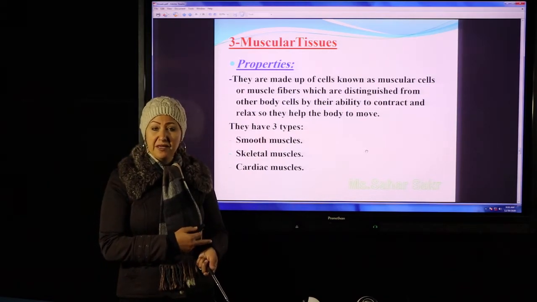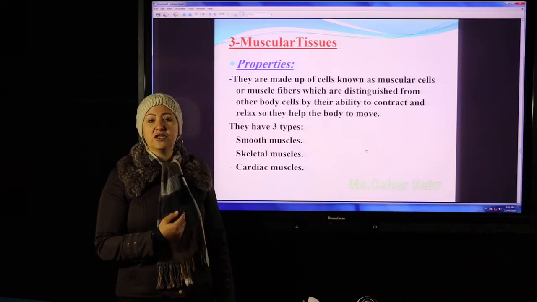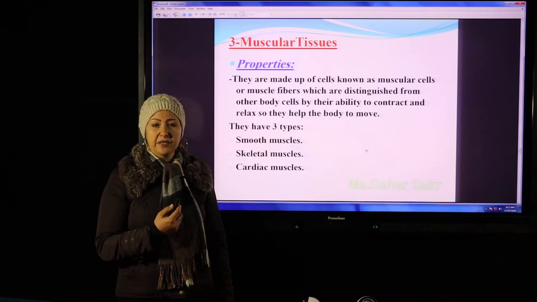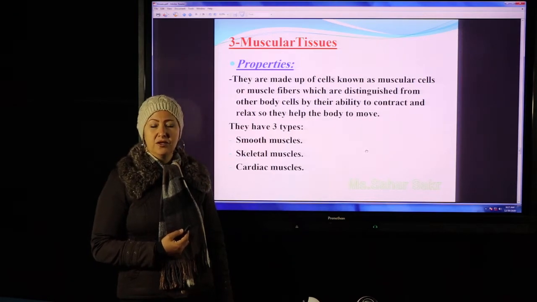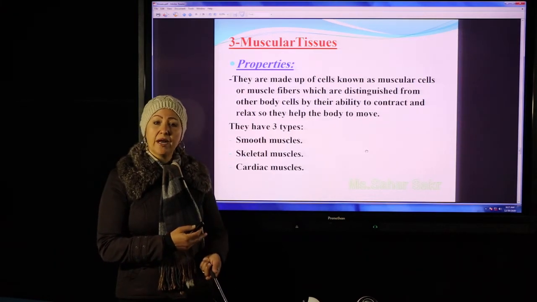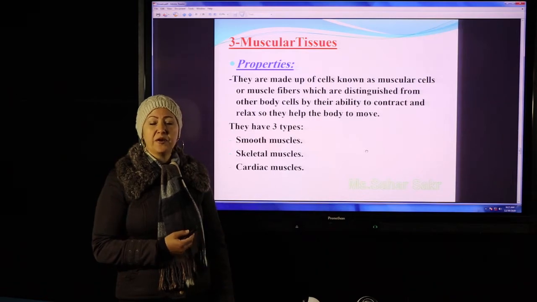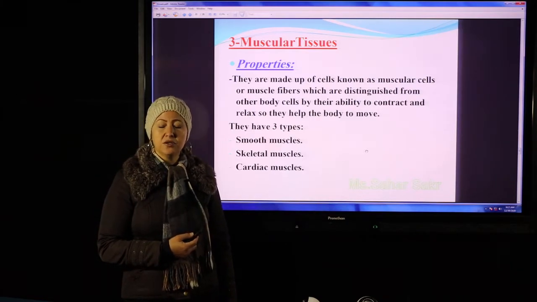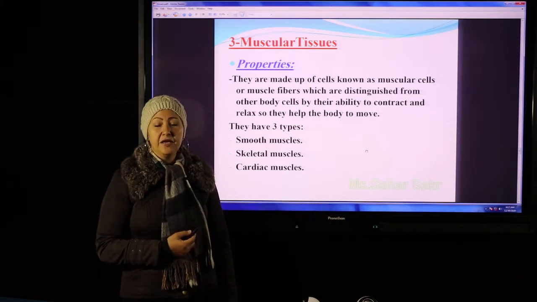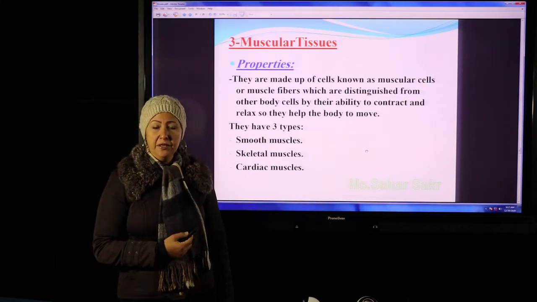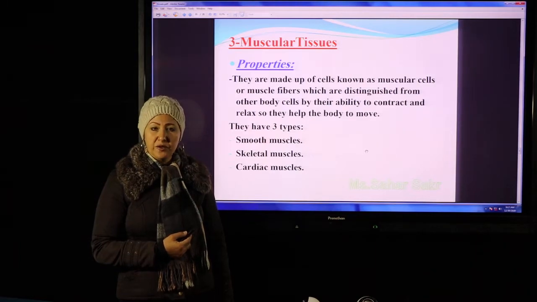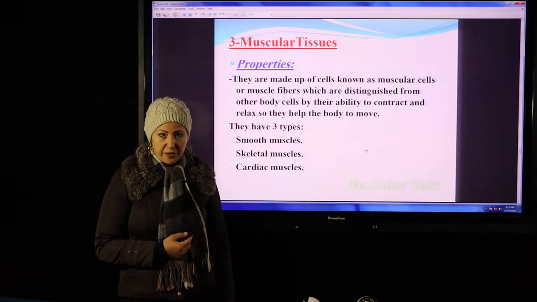They are also found in the wall of the digestive canal, because as the muscles contract and relax, they help the food to move inside the digestive canal. And in the wall of the blood vessels, they help the blood to move. These types of muscles are involuntary. Involuntary means they contract and relax without the control of our body.